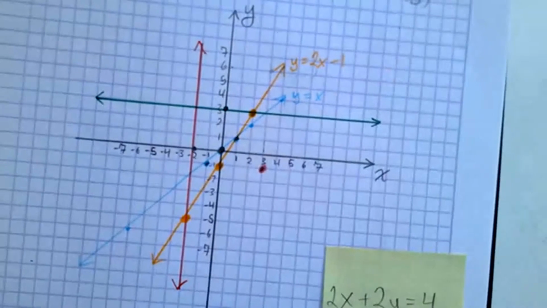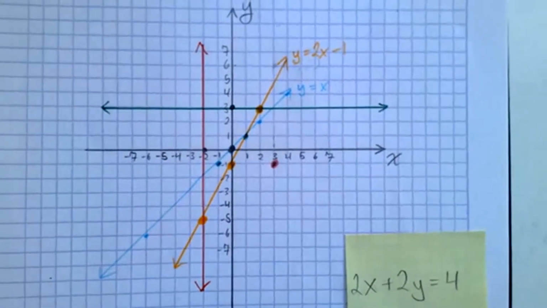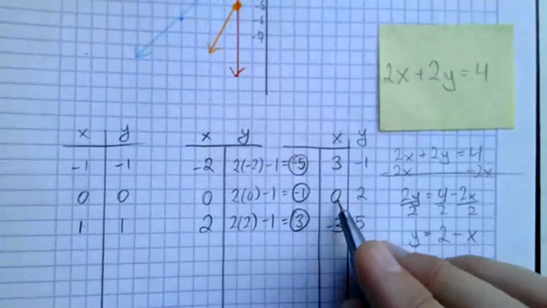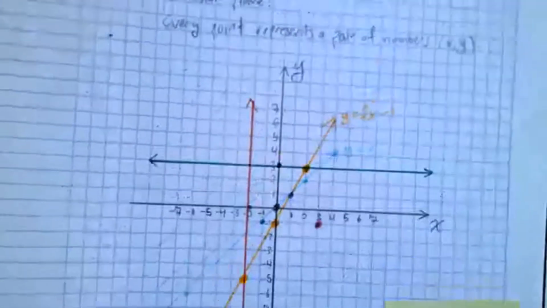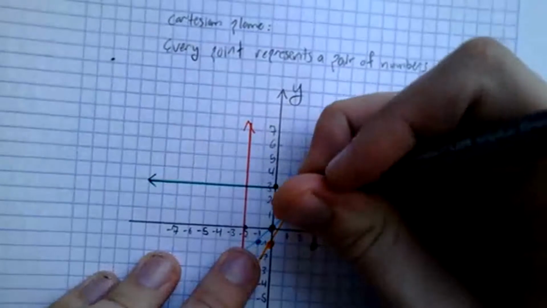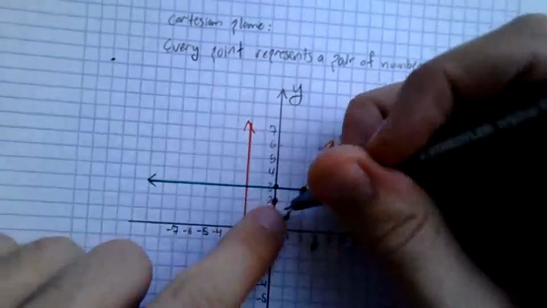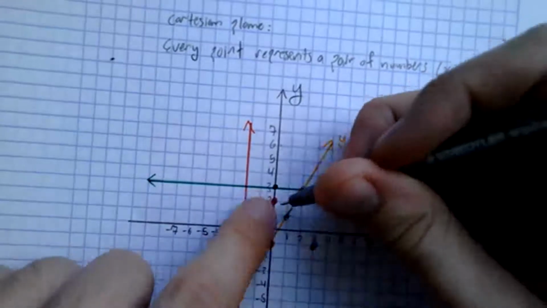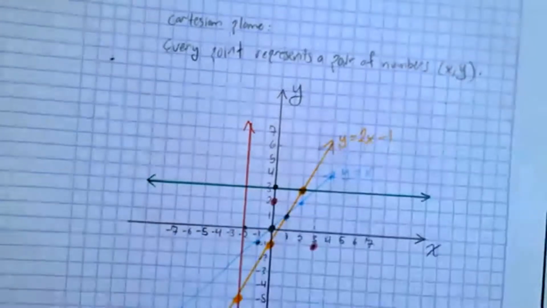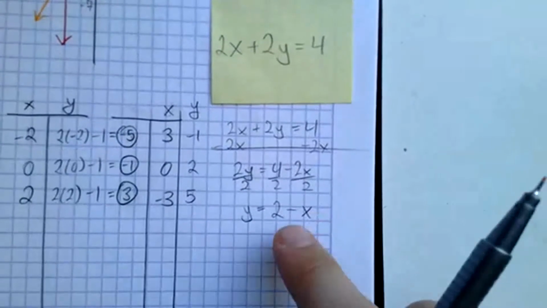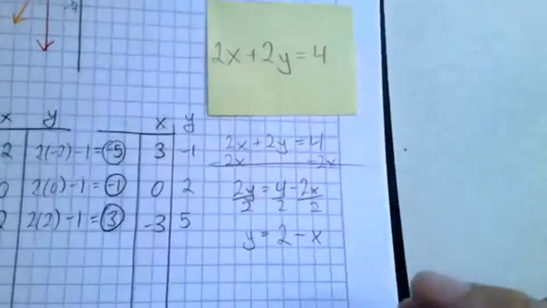3, -1 is our first point. Then let's go back down to our table. 0, 2 is the next point. X equals 0, y equals 2. So as we can see, this point tells me that this line actually slants downward. That actually has something to do with the fact that we're subtracting x. So values that we plug in for x will get their sign flipped.